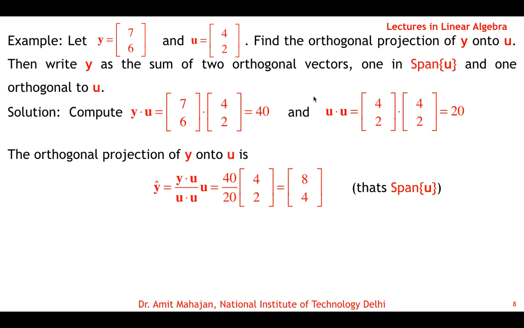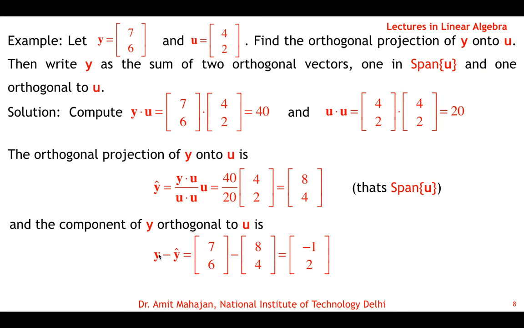The second thing we have to find is the vector orthogonal to u, perpendicular to u. That is the z vector, which can be calculated as y minus y cap. So this vector minus this vector, we can easily calculate this difference. This vector is orthogonal to the u vector, because y cap and u vector are parallel, in the same direction, so y minus y cap will be orthogonal to y cap. You can check that the dot product of these two vectors is exactly 0. Clearly y minus y cap is orthogonal to y cap, or the u vector, because they are in the same direction.